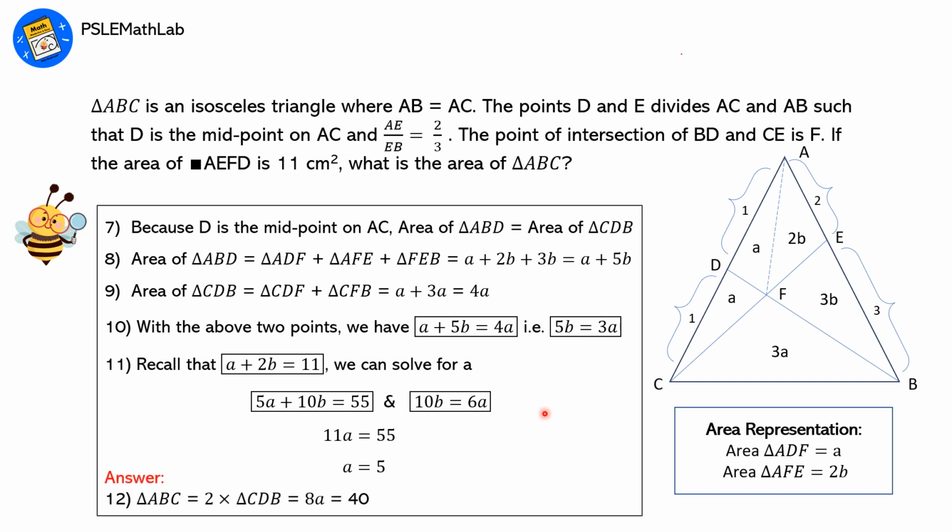And that will basically give us the answer, because the area of ABC is equal to 2 times the area of CDB, which is equal to 8A, which is equal to 40. Looking back, we can really appreciate the importance of adding the right helping line or auxiliary line, and understanding how a single helping line, in this case AF, can turn a seemingly impossible question into an easy one.